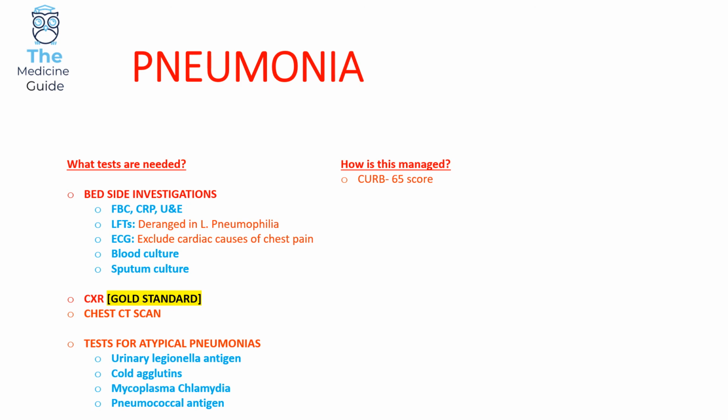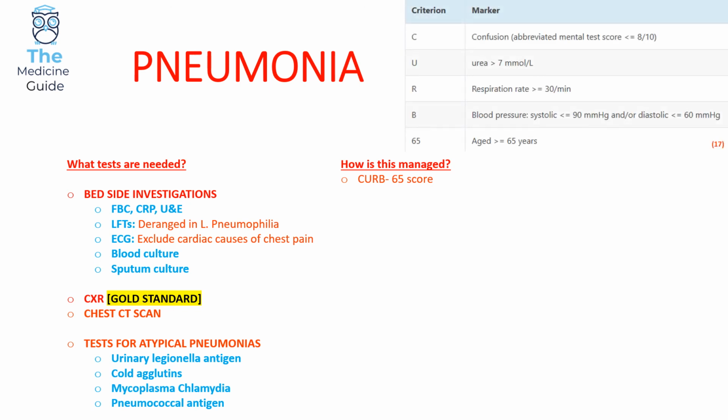Now for the atypical pneumonias, particularly Legionella pneumonia and Mycoplasma pneumonia, we need to perform urinary Legionella antigens, and we need to investigate for cold agglutinins, Mycoplasma, Chlamydia and pneumococcal antigens. Now the management of pneumonia is underlined by the CURB-65 score. The CURB-65 score is something that I would recommend that you learn for your exams because it's a very easy mnemonic and it is important in helping to triage patients.